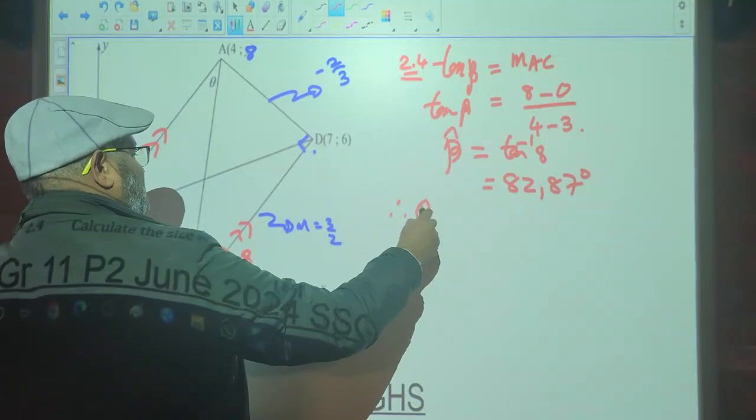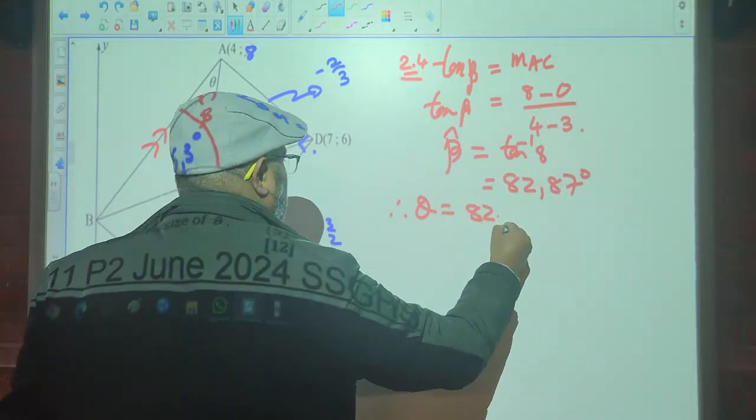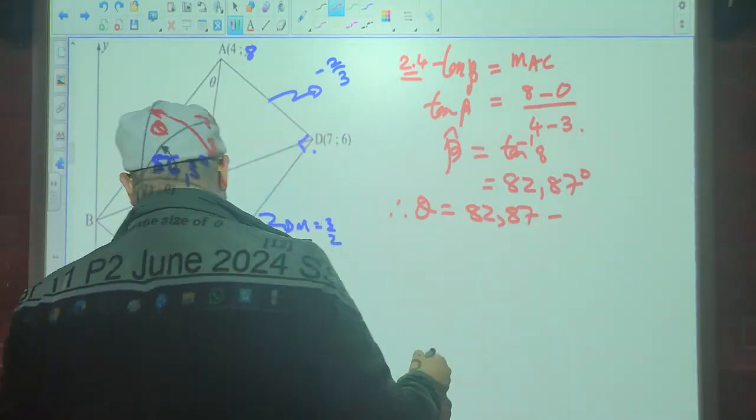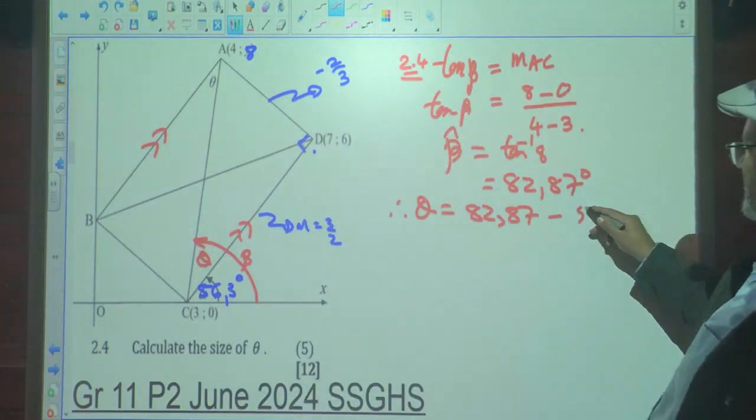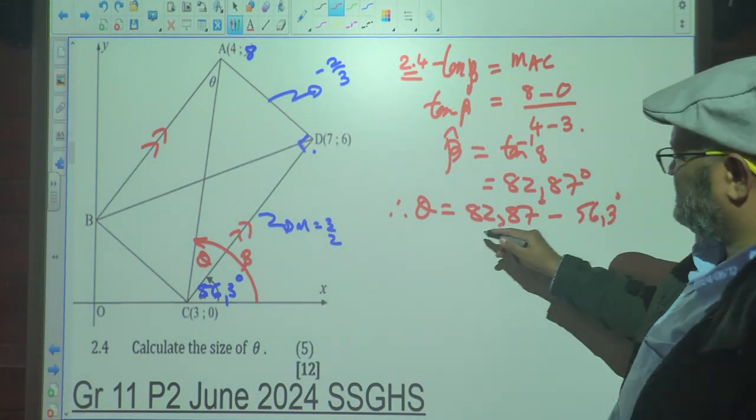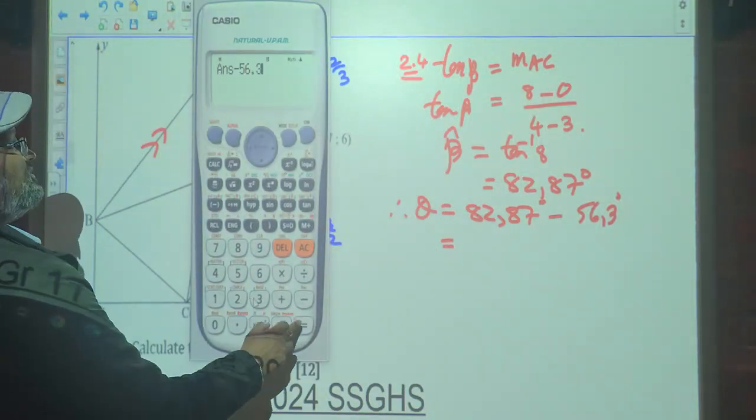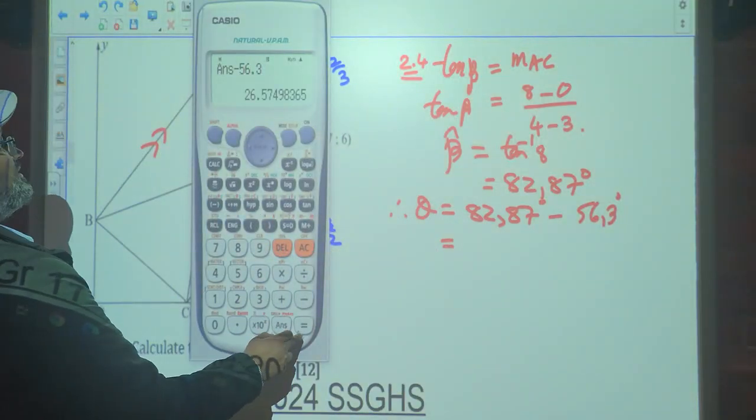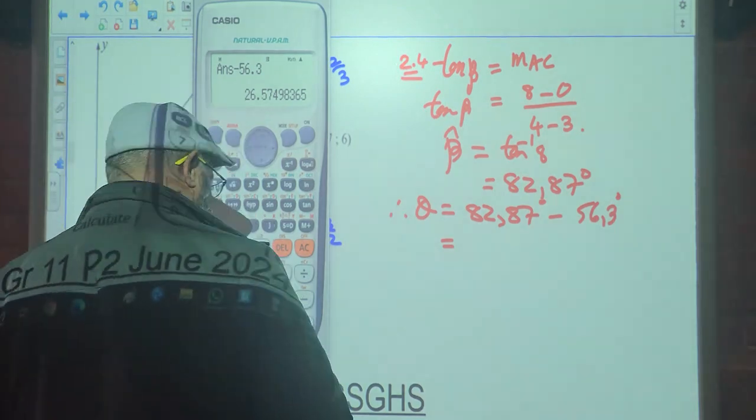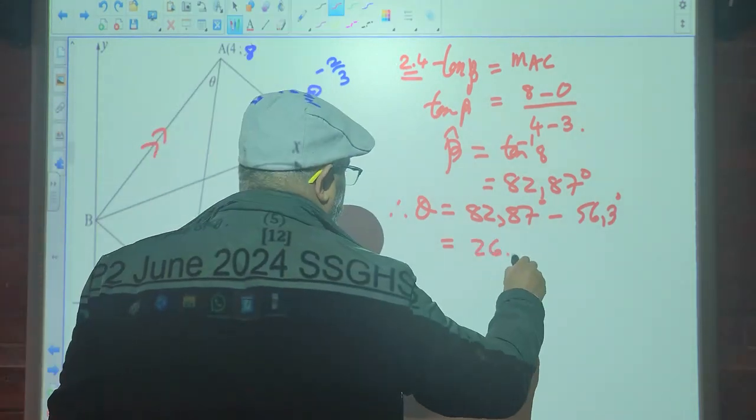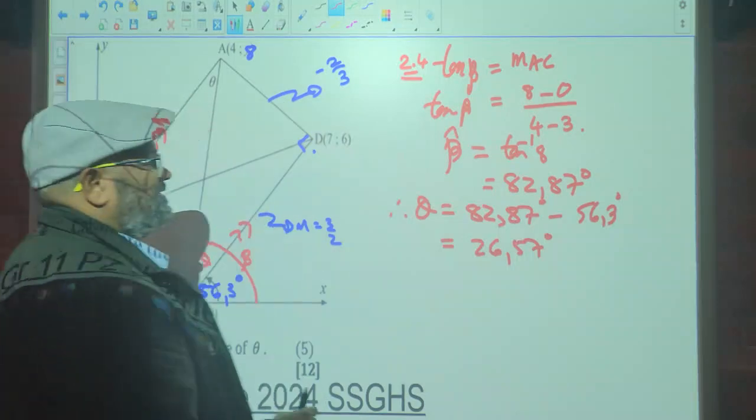So therefore your theta angle is going to be 82.87 minus 56.3 degrees. Minus 56.3, you're going to answer 26.57. Okay.